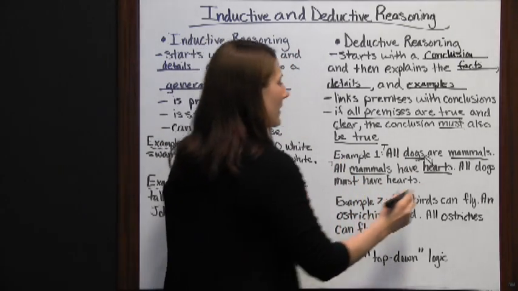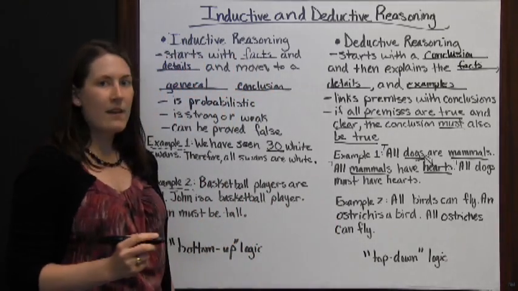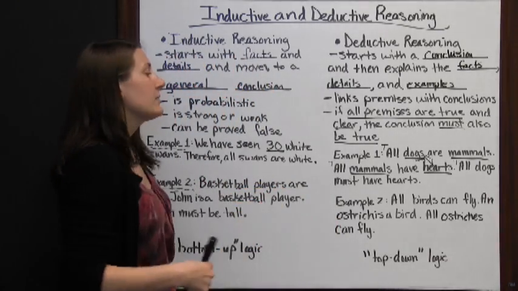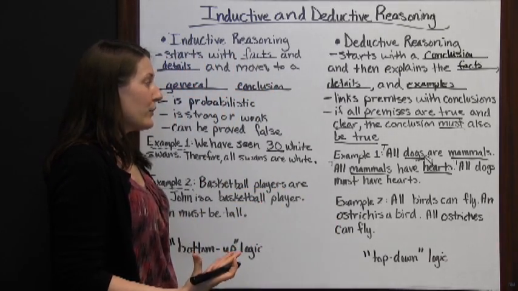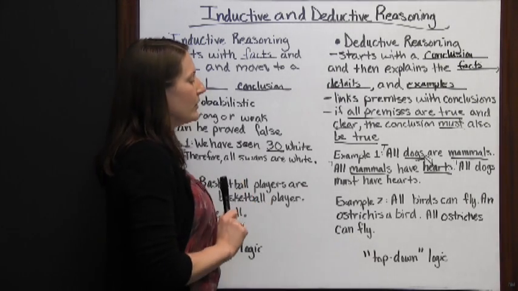True, all mammals have hearts. So it's true that all dogs must have hearts. And this one is a true conclusion based on deductive reasoning. Now let's look at example 2.